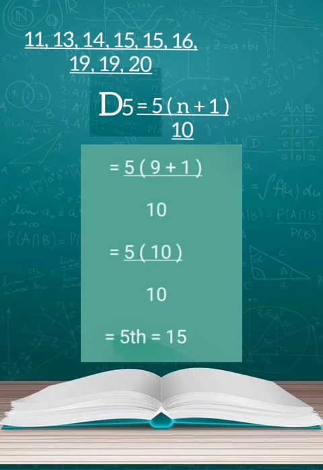Fifth decile is equal to 5 multiplied by 9 plus 1 all over 10, is equal to 5 multiplied by 10 over 10, equals 50 divided by 10, is equal to the 5th term. So the value of the 5th term is 15.